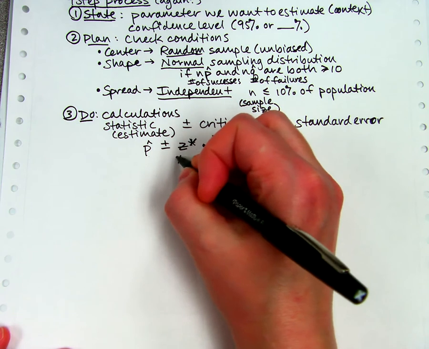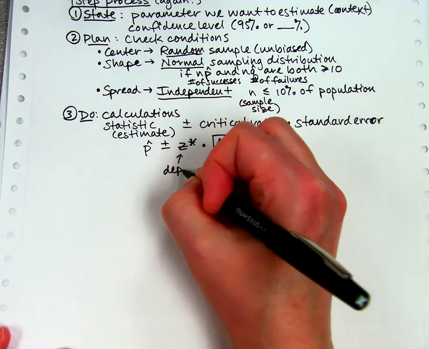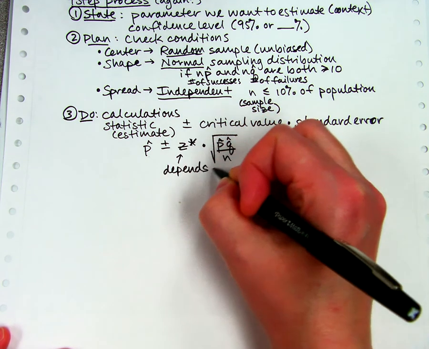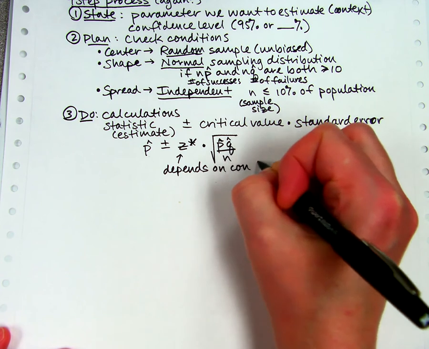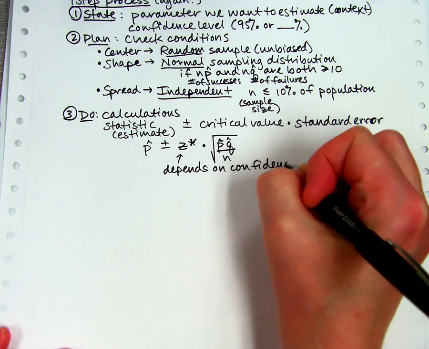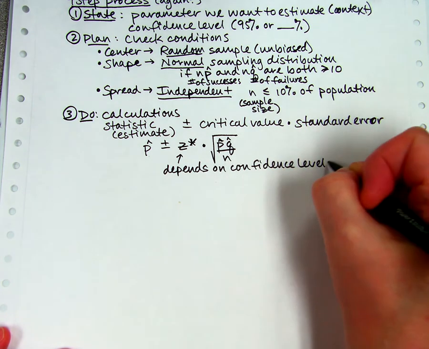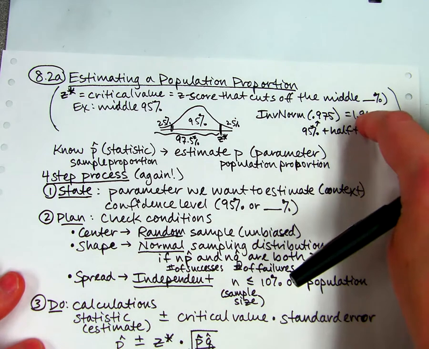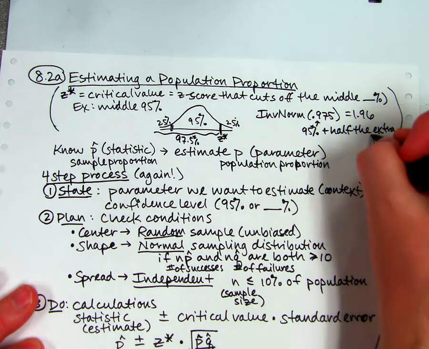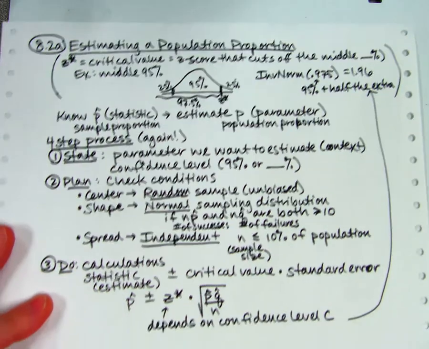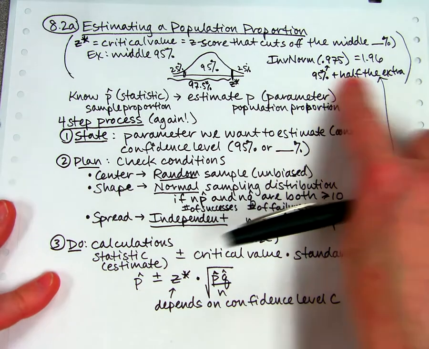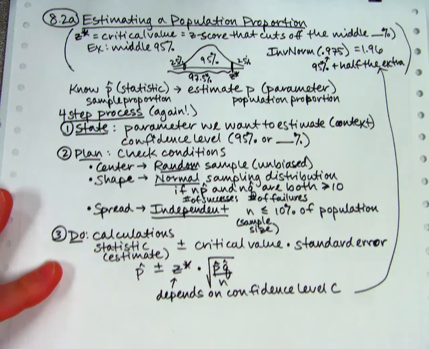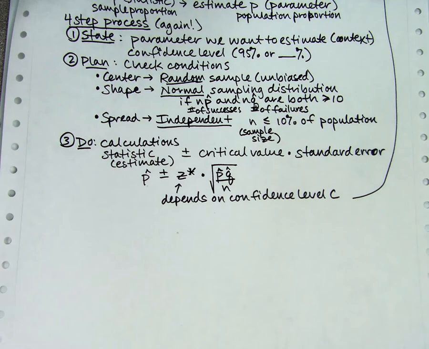Z star, as we said above, depends on our confidence level, which is also called C. And it's that inverse norm. I'm not going to write it again, but we wrote it up here. In fact, maybe I'll put a big arrow. It's the C value plus half the extra plugged into inverse norm. All right, we'll come back to that when we do it actually with numbers.